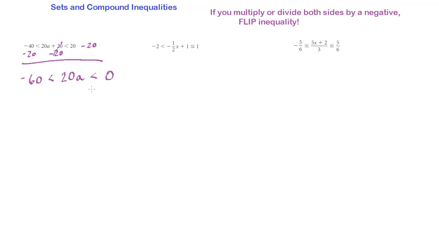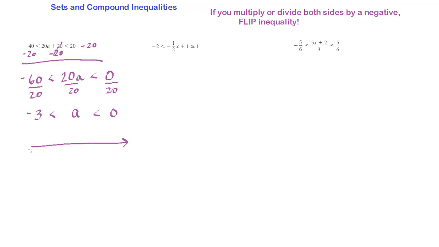Then I'm going to try and get the a by itself, so I divide everything by 20. Divide by 20. Did I multiply or divide both sides by a negative? I did not, so I will keep everything the same here. And 0 divided by 20 is 0. All right, so let's put this on the graph.